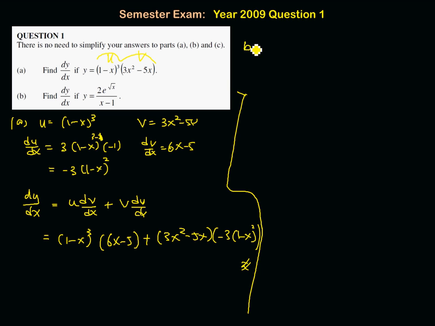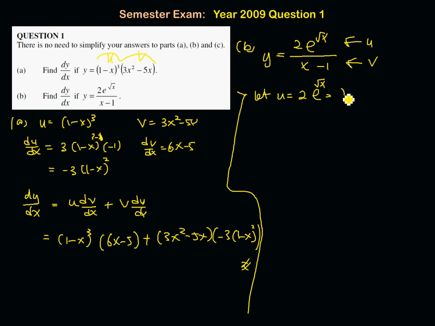And second part, very clearly, this is actually a quotient, a rational function in a way. And so we can take this as u and take this as v, and perform the quotient rule. So we let u be 2e to the power of root x, but this is actually 2e to the power of x to the power of half, right? And so du/dx is going to be 2e to the power of root x, you differentiate this, that would be half x to the power negative half.